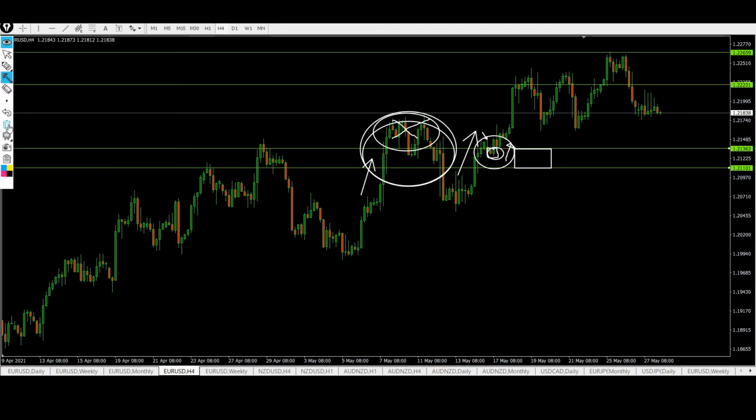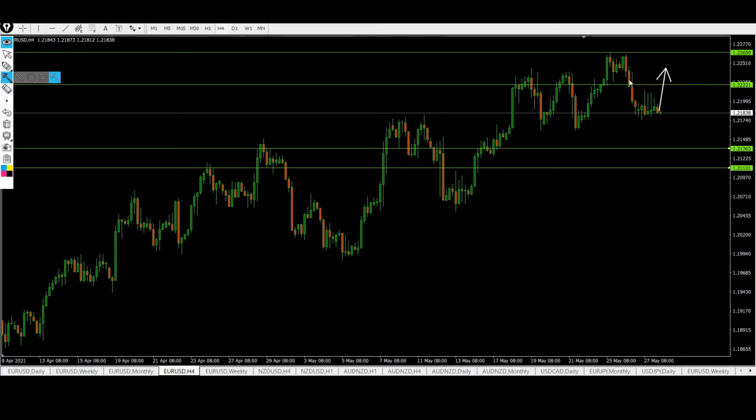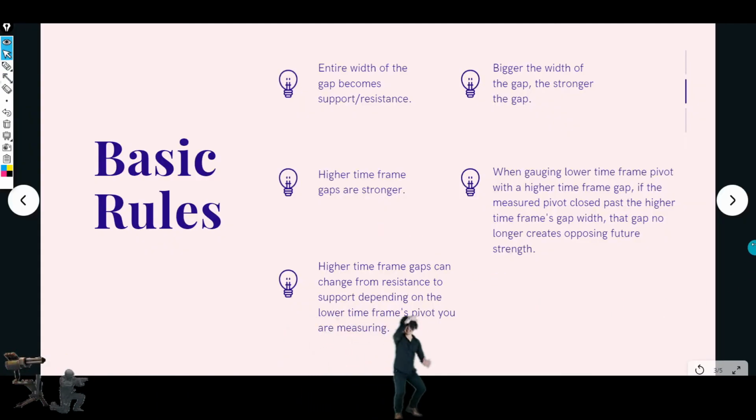Okay, one last example. If price on this 4-hour chart came up, this weekly gap level is used for resistance. However, if price gets through here and pulls back and ranges here, and if we wanted to measure the future long strength of this 4-hour pivot here, we could now use this weekly gap level as support, and thus it provides future long strength. Okay, so those are the basics. Let's go on to the demonstration. Okay, next slide.